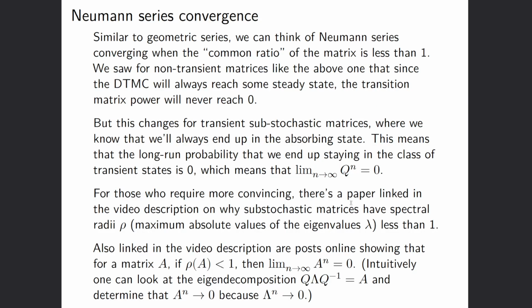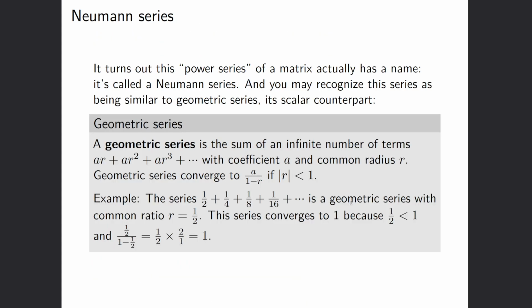All right, so similar to geometric series, we can think of Neumann series as converging when the common ratio of the matrix is less than 1. So this is a bit of an interesting concept, right? Here, obviously the common ratio is where we go from 1/2 to 1/4, we're multiplying by 1/2. So the common ratio ends up being 1/2. This is 1/2, this is 1/2, this is 1/2.